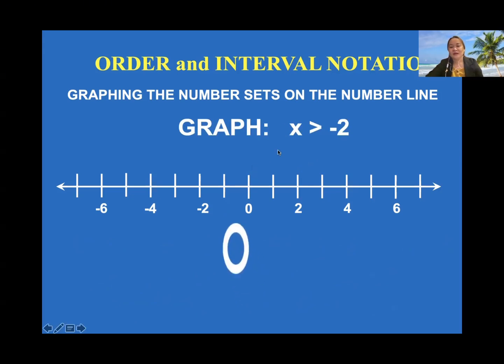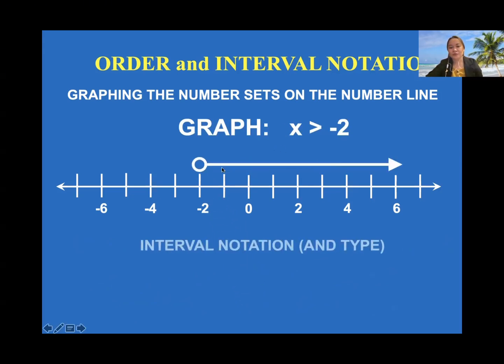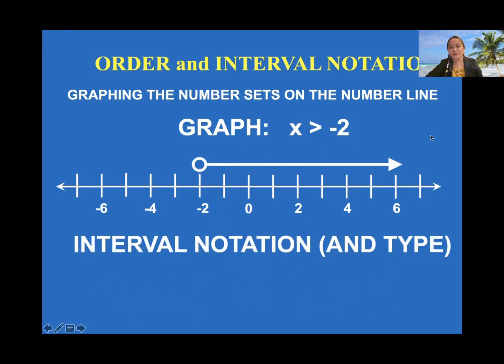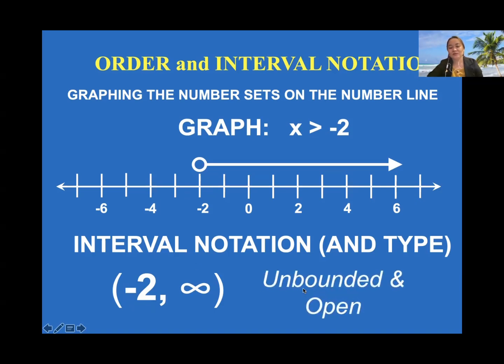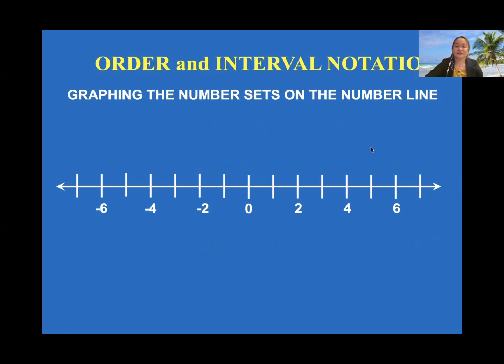Another one. X is greater than -2. So open -2 going to positive infinity. These are all the solutions from -2 going to positive infinity. Actually -2 is not part of it, but the boundary is -2 to positive infinity. That's why this is unbounded and open. Unbounded, it has a boundary on one side only.